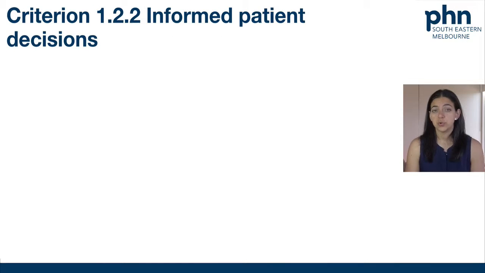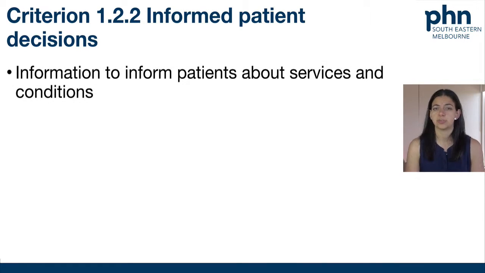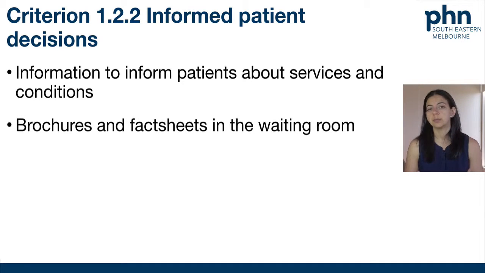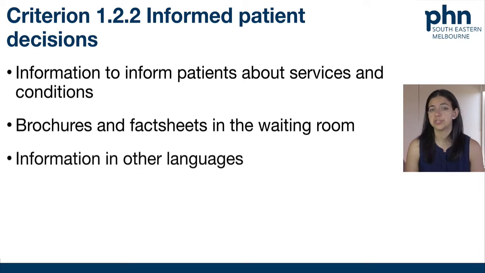Criterion 1.2.2, Informed Patient Decisions, refers to information you make available to inform patients about services and to explain different conditions. This is most easily addressed by providing relevant patient brochures and fact sheets, which could be available in the waiting room. Also check you have information available in other languages, as the surveyors are likely to look for this.